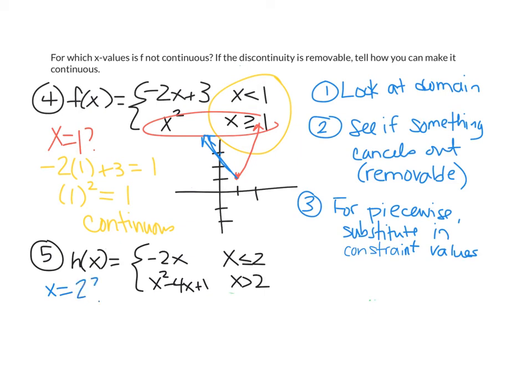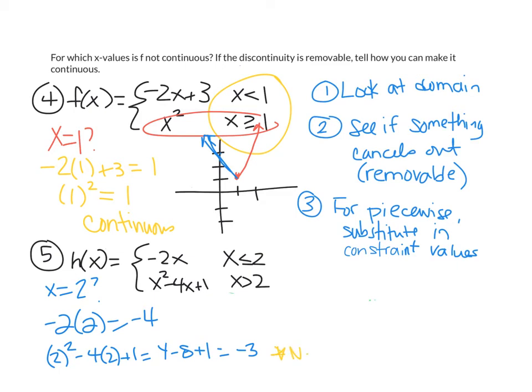So then let's check out negative 2x. If we plug in 2, that equals negative 4. The next part, the x squared minus 4x plus 1. If we substitute in 2 for that one, we get 4 minus 8 plus 1. We're pretty close. Unfortunately, pretty close is not what we want. It ends up being negative 3. And since these are not equal, that means our function is not continuous at x equals 2.